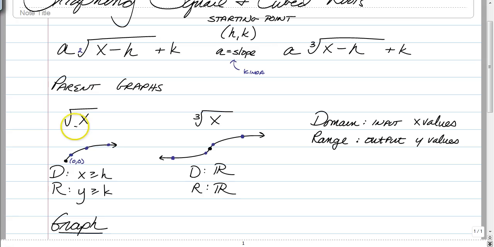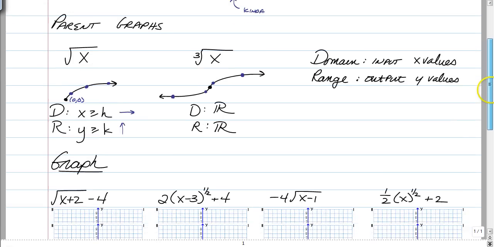But in a square root graph, if it goes up and to the right, x is going to be greater than or equal to the starting x when it goes to the right. And then if it's going up, y is going to be greater than or equal to your starting point, your h and k. Now, once we start manipulating that, we might have it go down, we might have it go left, then that changes a little bit. But your domain and range for a regular square root or any square root is going to be based on the starting point, okay? So, let's practice graphing.